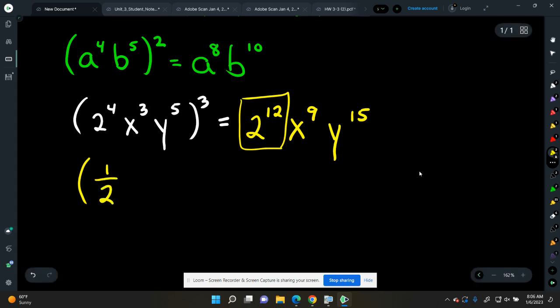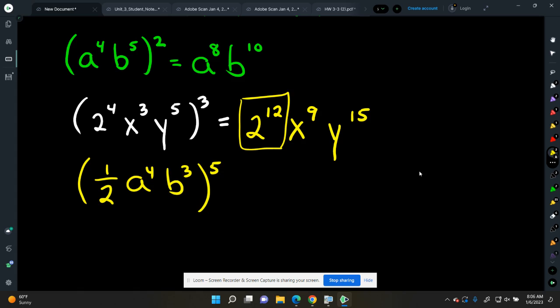1/2 a to the 4th, b to the 3rd, to the 5th power. What makes this one harder? The fraction, right. So, D'Angelo, what should I do with that fraction? Yeah, so this is going to be 1/2 to the 5th power, right?